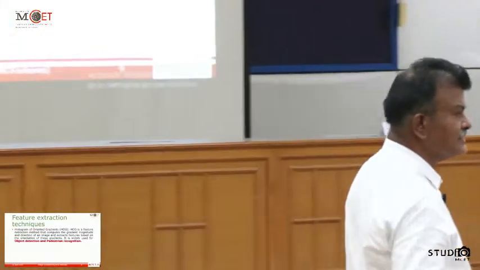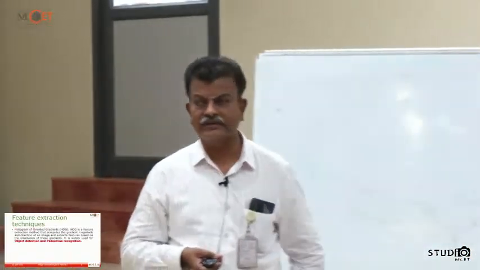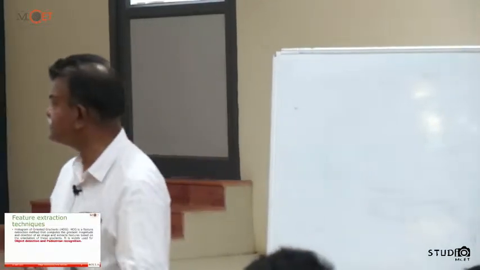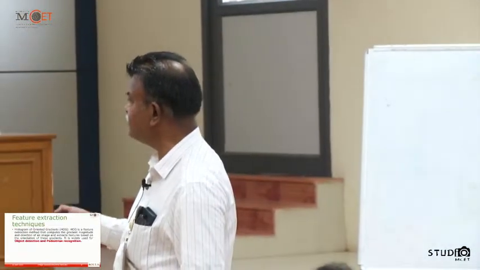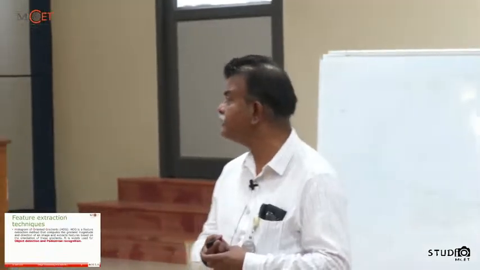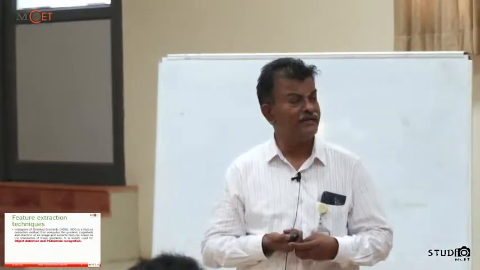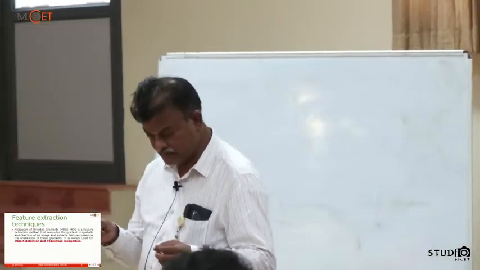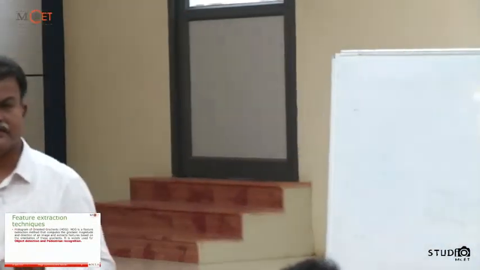The extraction technique we will discuss in detail, and I will probably write code for this also, to extract the HOG feature. Particularly, it is widely applied in object detection, to find whether an object is present or not. It is a very, very simple technique. Basically, we collect the gradients, the orientation, and the magnitude.